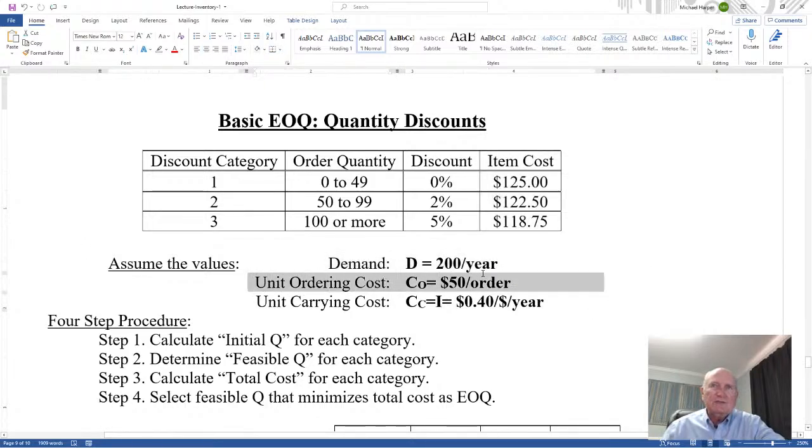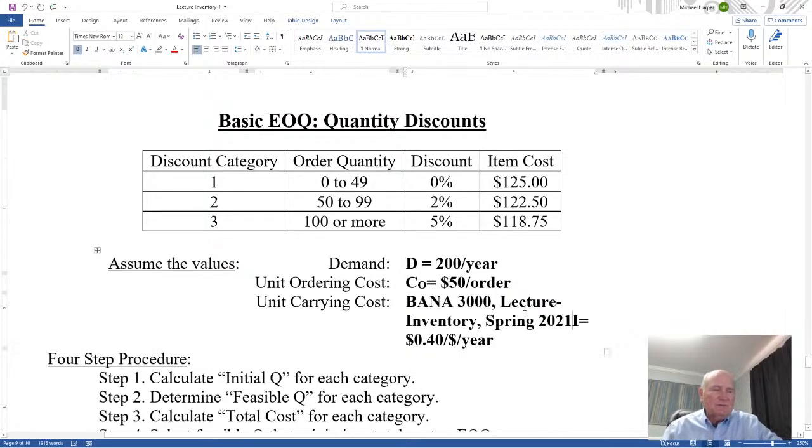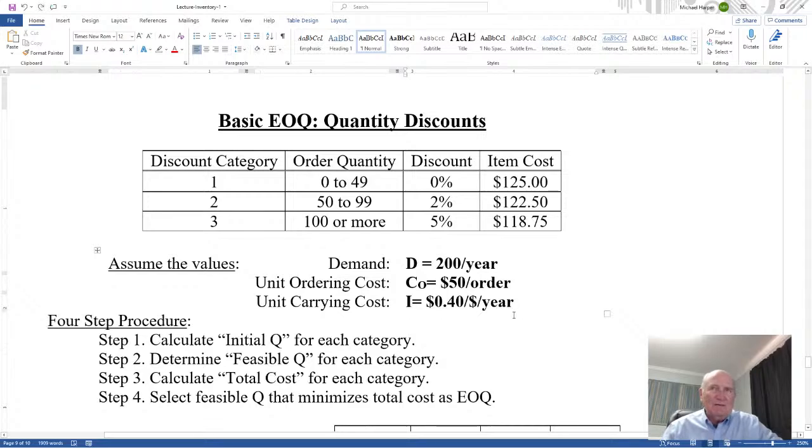Our unit ordering cost is $50 per order. And our unit carrying cost is 40 cents per dollar per year. Now I say C sub C in here. I could have deleted that, but I put it in just to emphasize that this is a carrying cost. It is a carrying cost. And I could have said carrying cost, the I is that.